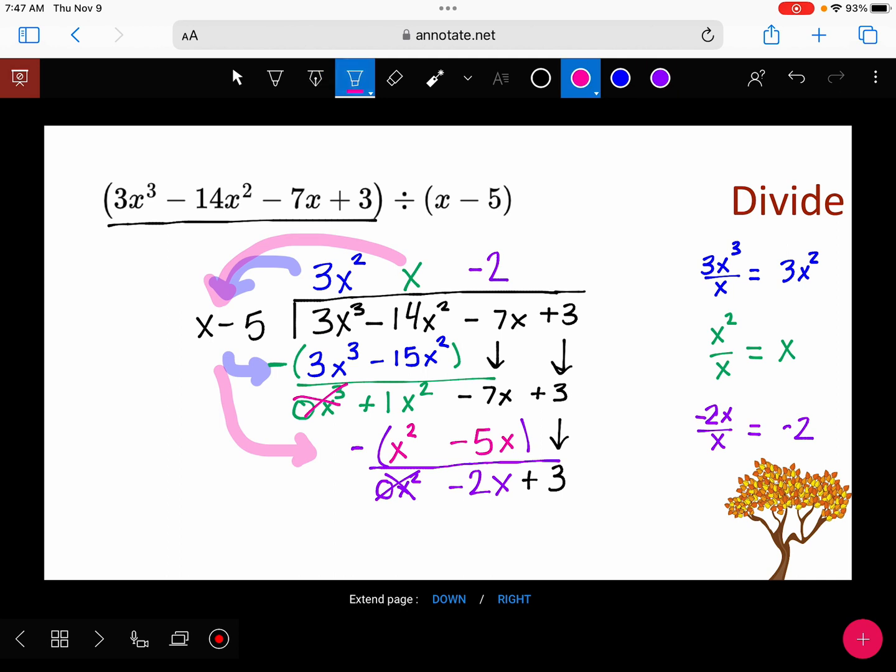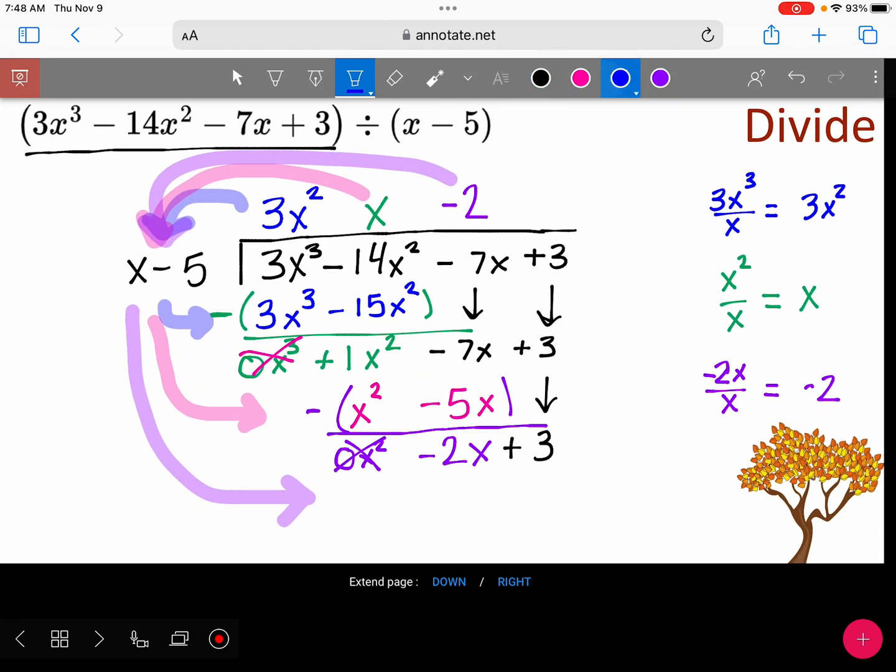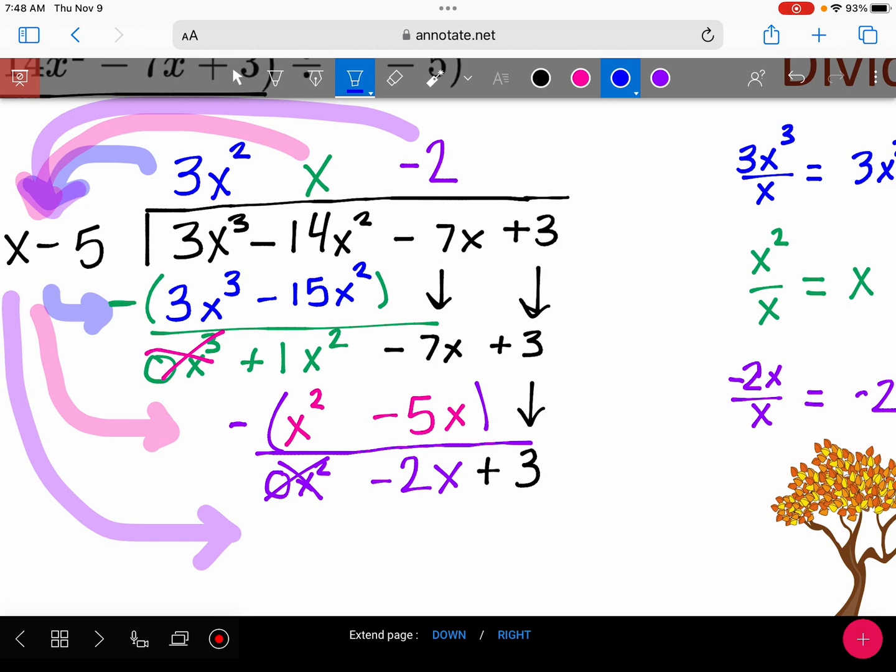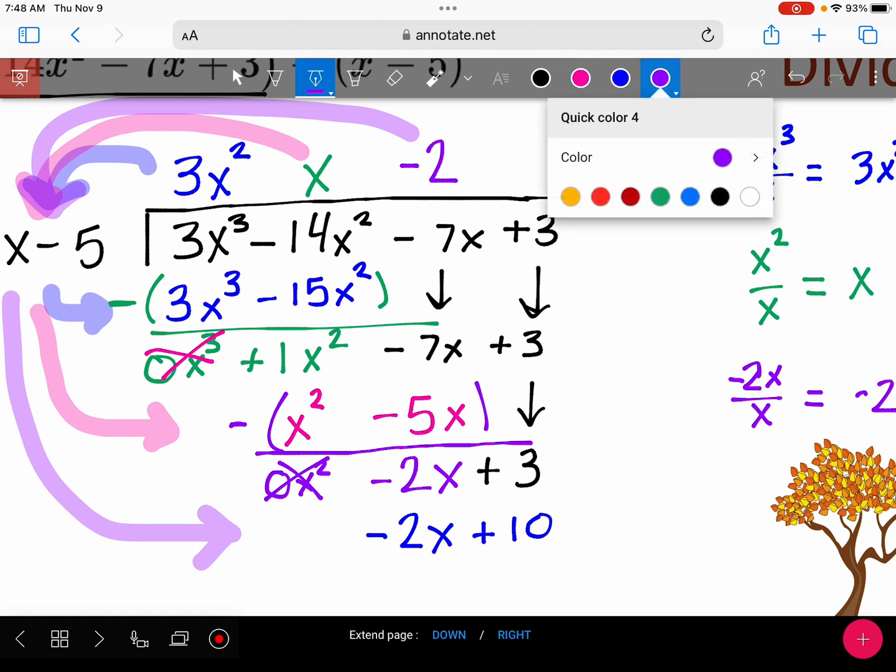One more time, we get to multiply this. We're going to take our negative 2 times this whole term and put it way down under here. So negative 2 times x gives us negative 2x. And negative 2 times negative 5 gives us plus 10. And we need to subtract our two lines. So we're going to subtract here.